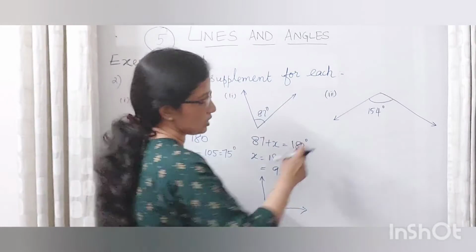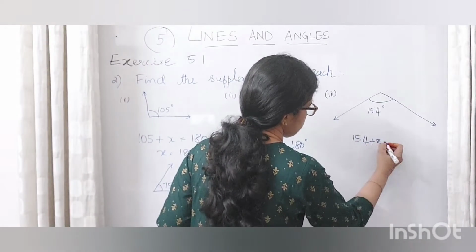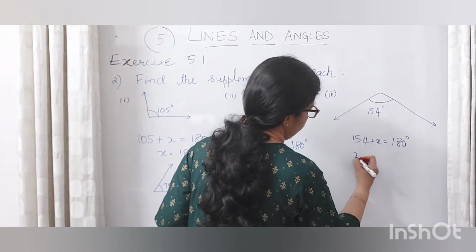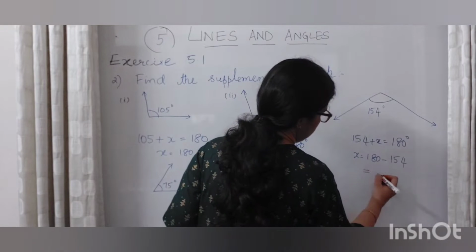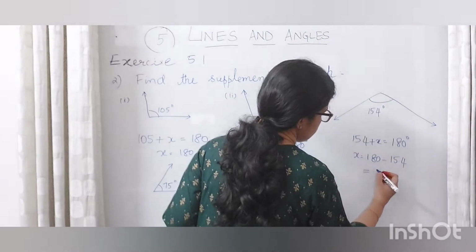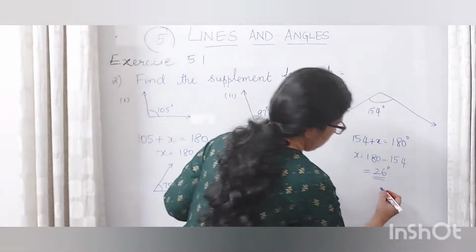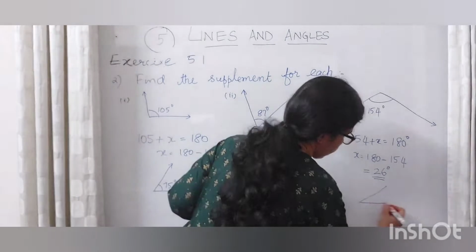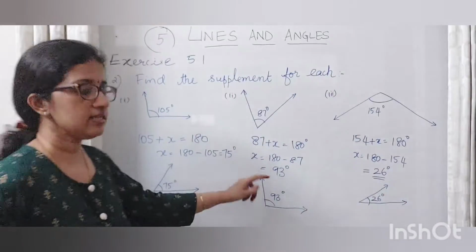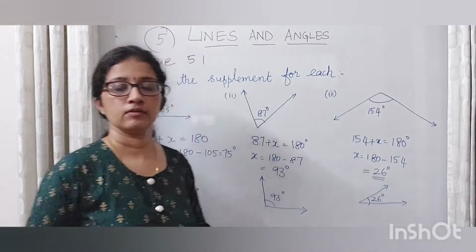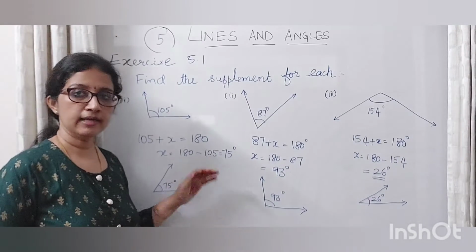Now let's move on to the next question, which is 154 degrees. So 154 plus x is equal to 180 degrees. So x is equal to 180 minus 154, which is equivalent to how much? 26 degrees. So just draw an angle measuring 26 degrees. This is the supplement to this angle. Clear with this? Complementary angle and supplementary angle. Now we will move on to the next question.